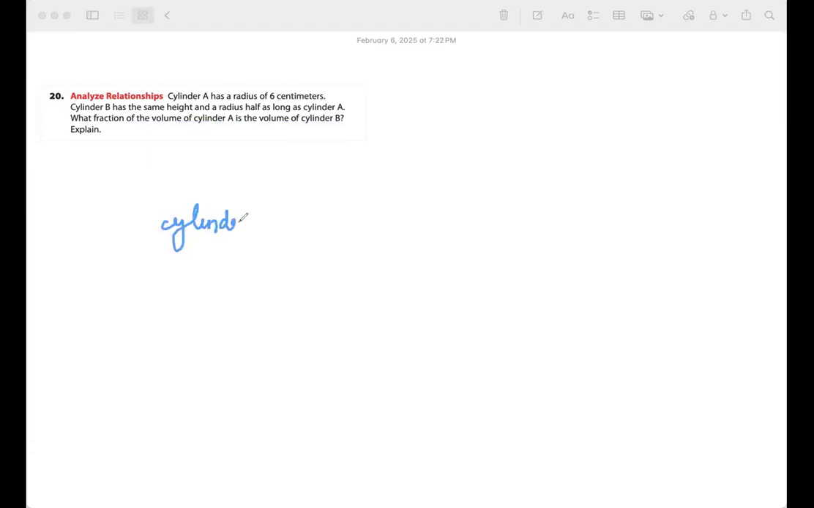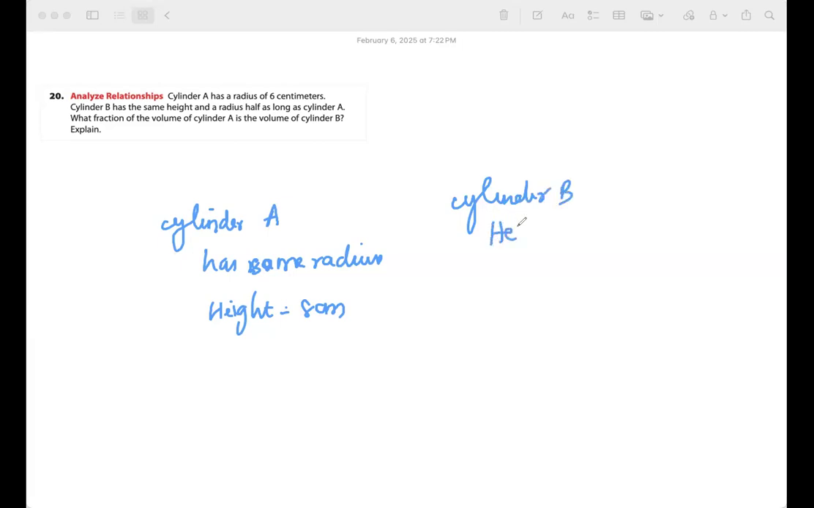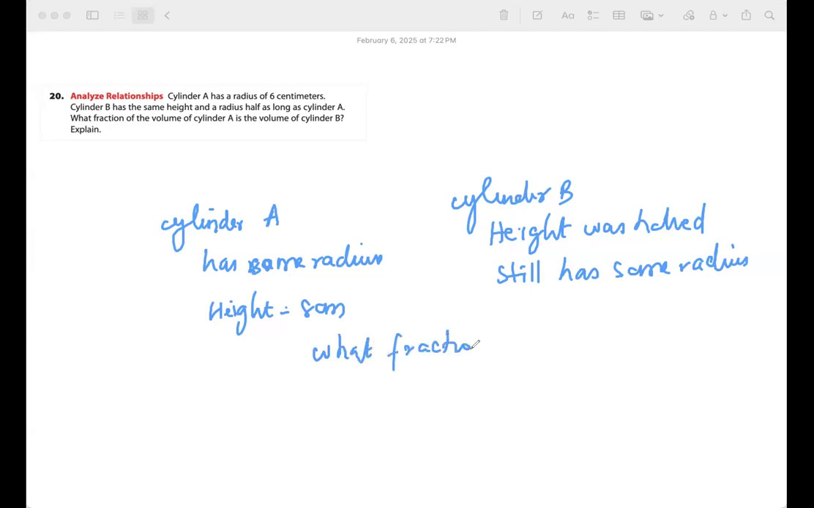Cylinder A has some radius. Height was 8 centimeter. Cylinder B, height was halved this time. Okay, still has same radius. How did the volume change? What fraction? Same question. What fraction of volume of cylinder A is the volume of cylinder B?